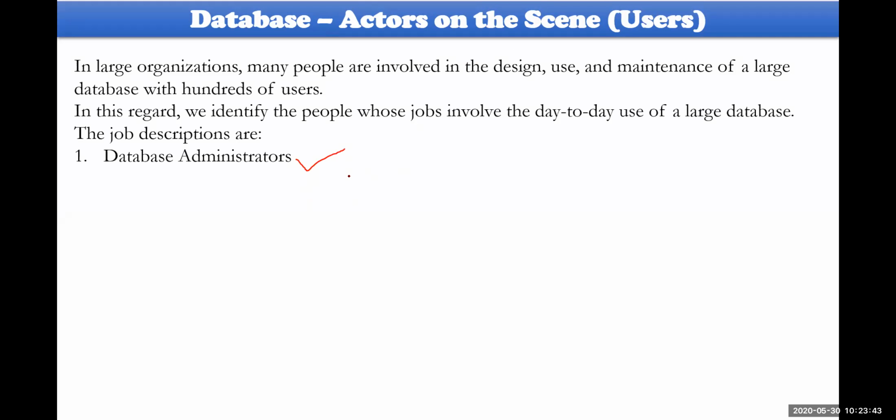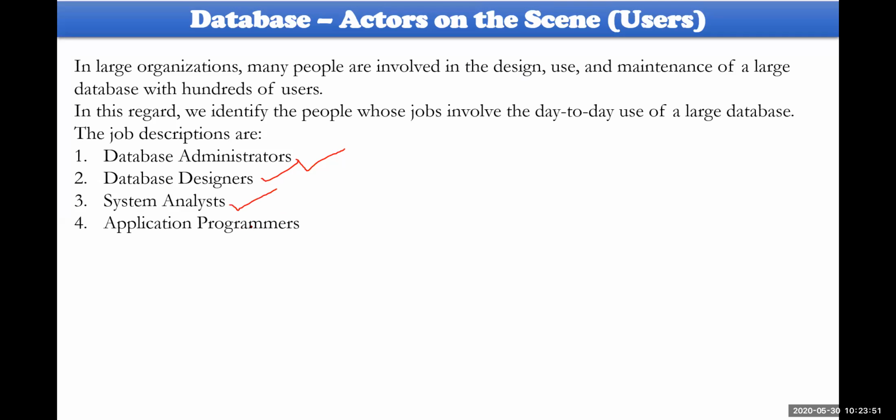These are very, very important people for databases. The second is database designers. The third is system analysts. The fourth is application programmers. And the fifth is end users. Every organization has these four portfolios, but if a system has these four and doesn't have any end users, then there is no use of such a database design.